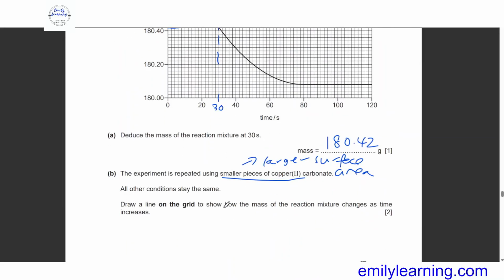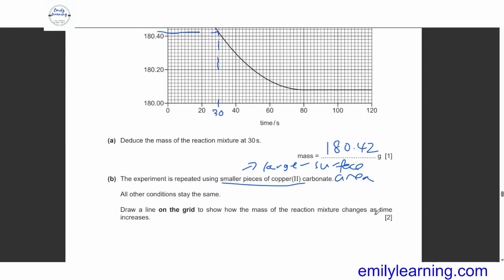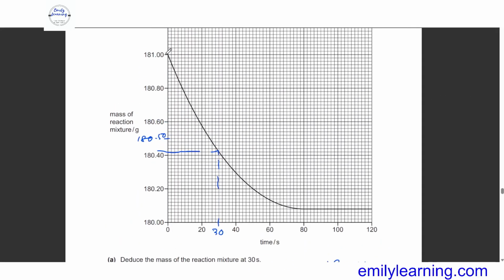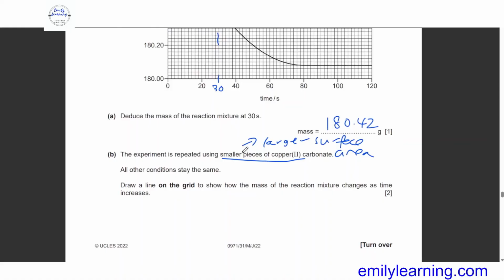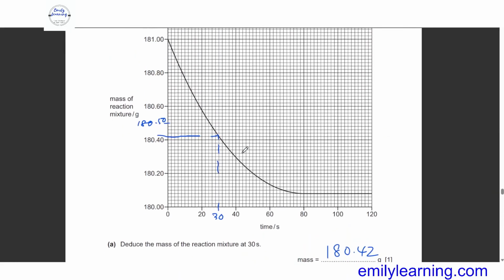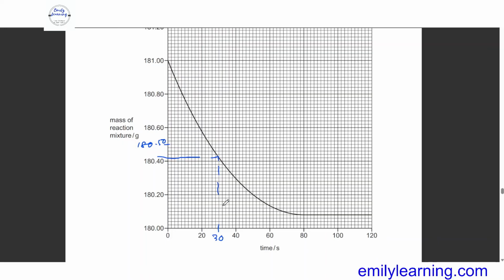Draw a line on the grid to show how the mass of the reaction mixture changes as the time increases. Basically, you just need to draw something that is faster, because a smaller size of the solid means larger surface area, so the greater the frequency of collisions between reacting particles, so the rate increases and the reaction ends faster. But because we do not change the amount that is used, finally you will still end up at this point here, because the same amount of carbon dioxide will be evolved. So just make it a bit faster.